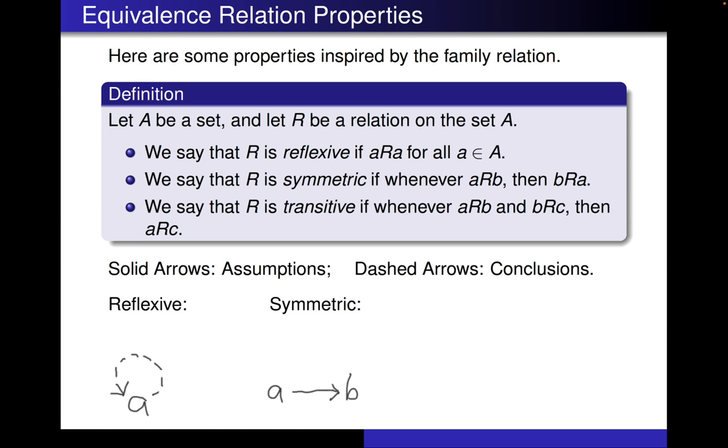So symmetric, here we're assuming that one element is related to another. So let's say here we're assuming that A is related to B, and if that is true, and we have the symmetric property, then we can conclude that B is related to A. And finally, for the transitive property, we start by assuming A is related to B, and we're assuming that B is related to C, and from those two things we can conclude then that A is related to C.